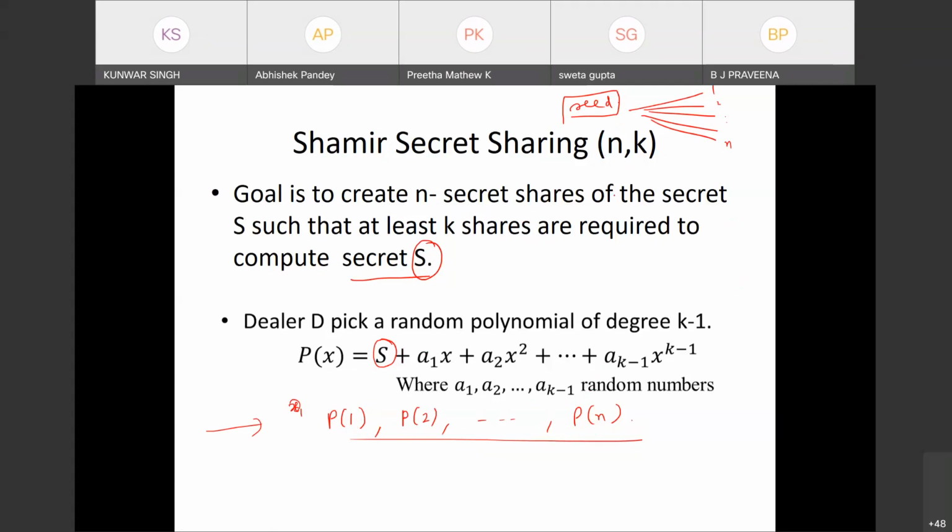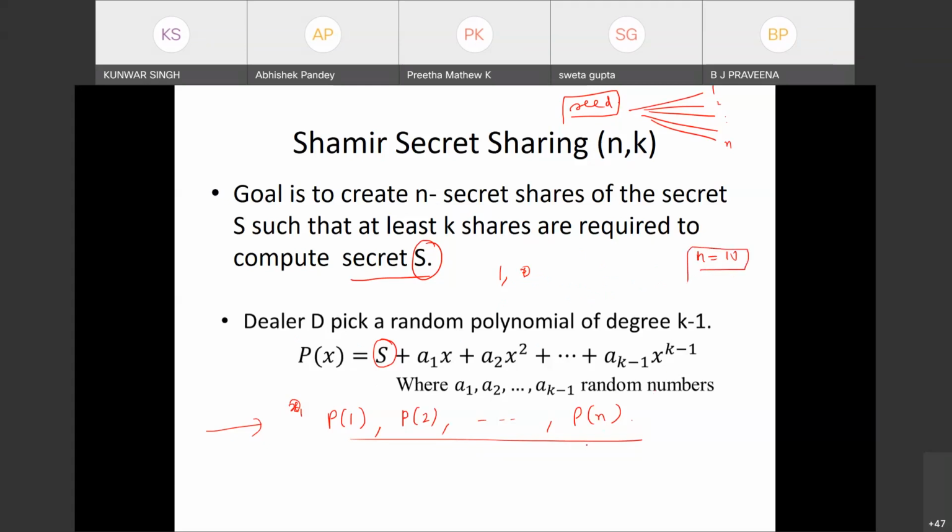Maybe this is my seed, and let's say n equal to 10. I'll compute these 10 shares and place them in different places. Maybe one I'll keep on my mobile, one on my desktop system, one on my house laptop, one on another mobile, one I'll give to my wife, and some I'll keep in online places. So the 10 shares are kept in 10 places.